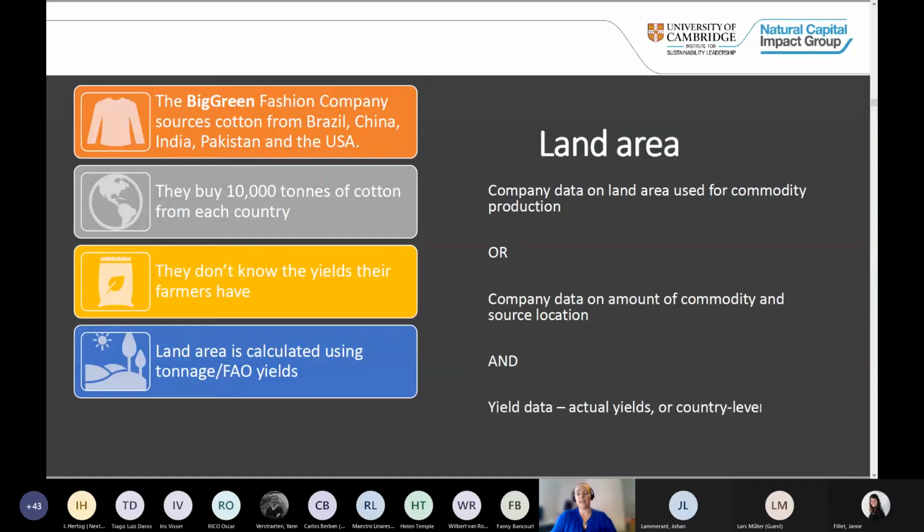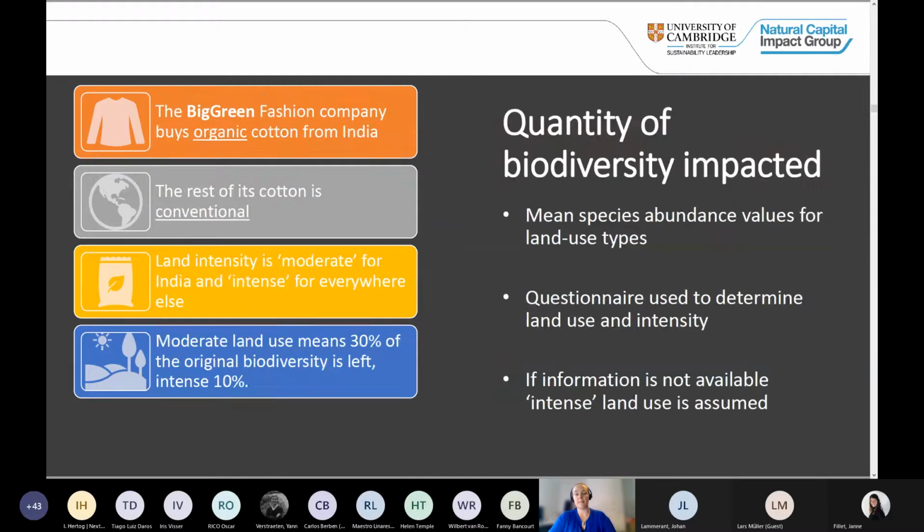So for the first component, land area. Some companies might be able to provide precise data on the actual land area used for commodity production. But in most cases, companies won't have this information. So what we do instead is we take the quantity that they're purchasing, the tonnage, in combination with the source location, ideally at least to a country level, if not more accurate. And then we combine this with yield data. That is either actual yield data that they've got from their suppliers, but when this isn't available, we can fill this in using country level estimates.